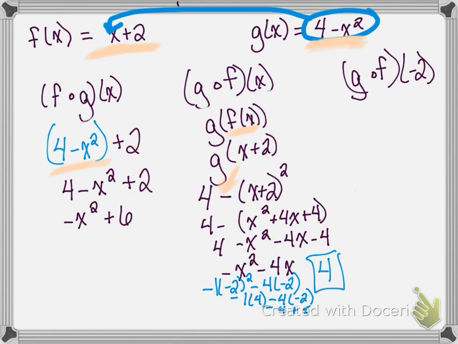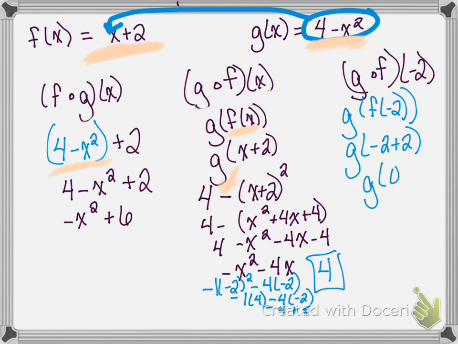Now, I can also do G composed of f of negative 2 from the very beginning. G composed of f of negative 2 means G of f of negative 2. So I am going to take my negative 2 and put it into my f of x. So I've got G of negative 2 plus 2. What's negative 2 plus 2? 0. So then I'm finding G of 0. And that is 4 minus 0 squared.